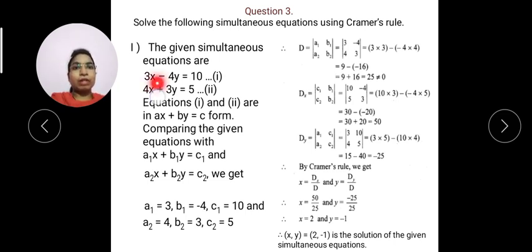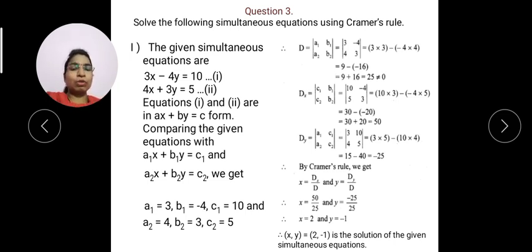Now listen students, this is the first equation. If the question in the exam asks to solve the following simultaneous equations by Cramer's rule, then you have to use this method compulsorily. At that time you can't use another method. If the method is mentioned in a question, then you have to solve the equations by that method only.